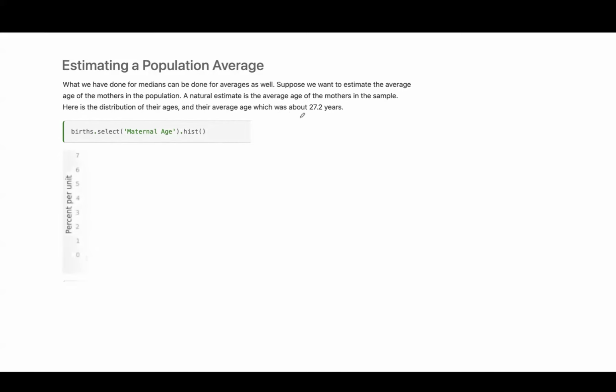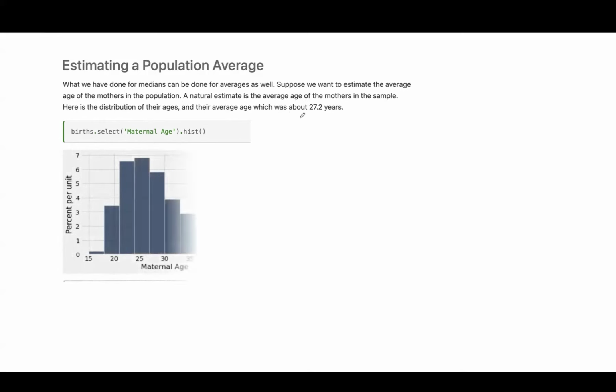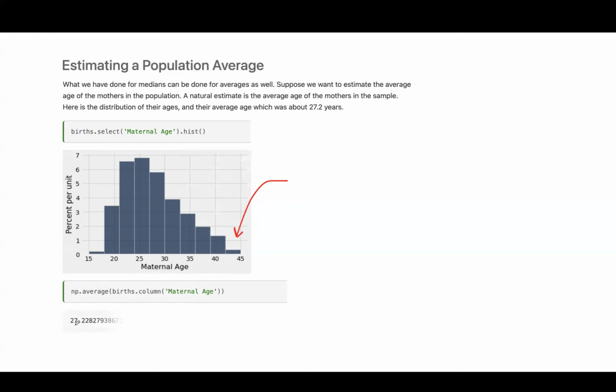Let's take a look at the histogram. Remember to visualize your data all the time to get some sense of the distribution of the data. As you can see, the data seems to be skewed to the right-hand side. Let us find the average. The maternal age average is about 27 years, which happens to be around here. But what was the average age of the mothers in the population itself? We don't know the value of this parameter yet.